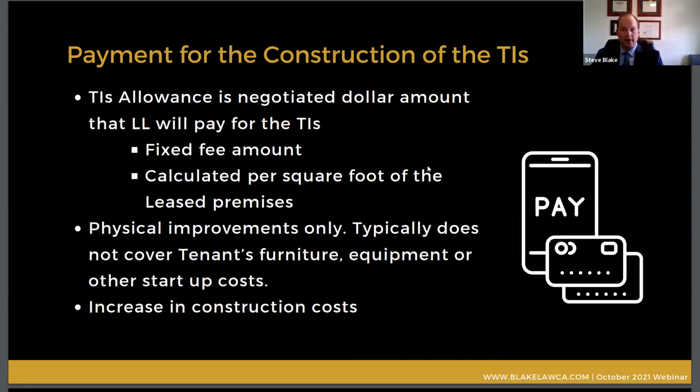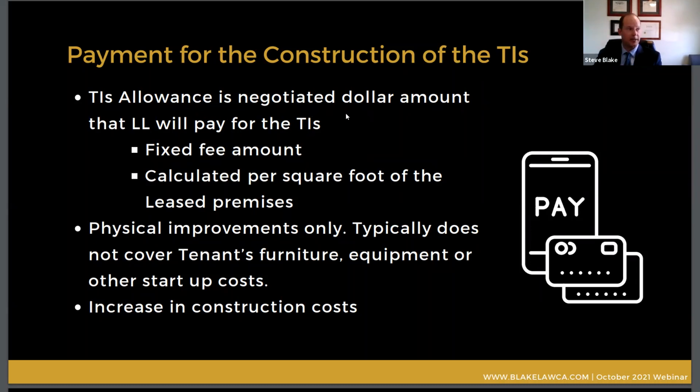This next slide here is one of the biggest negotiating spots in negotiating tenant improvements, which is who's going to pay for it and how is it going to be paid for, at what rate is it going to be paid for. What the tenant work letter typically refers to as a tenant improvement allowance. And this is how much money the tenant is allotted to spend on tenant improvements.